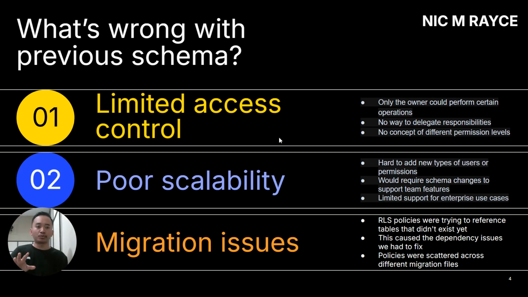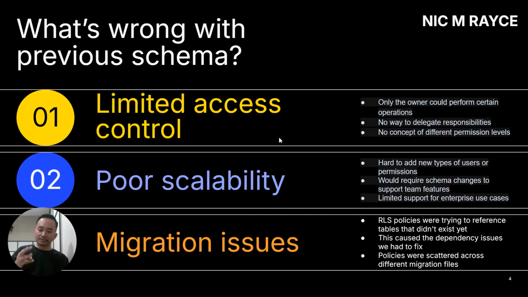And then limited support for enterprise use cases. Again, this goes back to the number one point, where previously we were just assuming the use case is only for owners, only one business owner, a one man show, right? Which is definitely not the case, since we are trying to pitch to enterprise. Definitely we need to have multiple access roles.